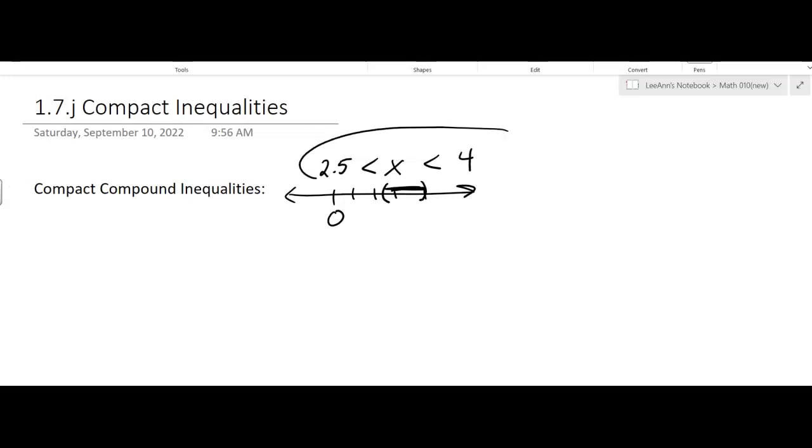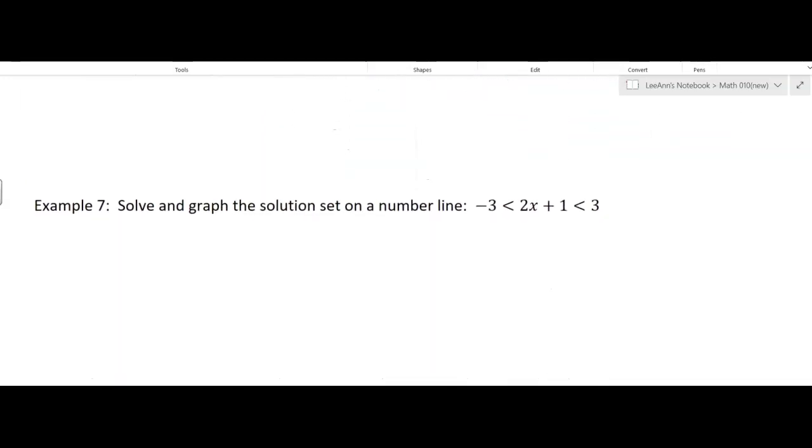So it's written in a compact form. It's actually saying two things. It's saying x is greater than 2.5, and also x is less than 4. So that's why we sometimes call it a compact compound inequality. It's two statements in one, 2 for the price of 1. The great thing about this form, though, is they're fairly easy to solve.